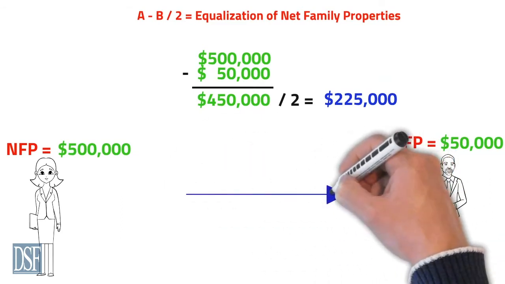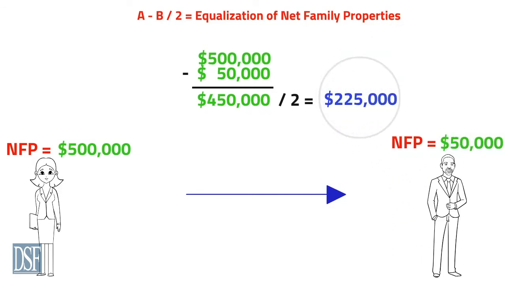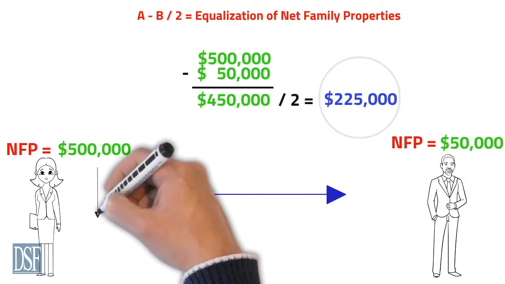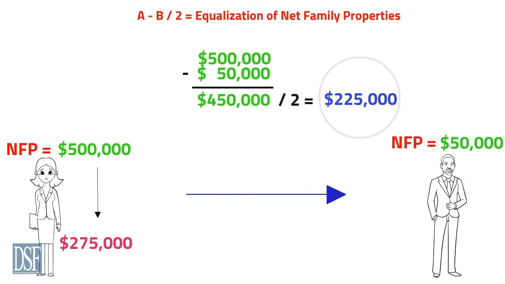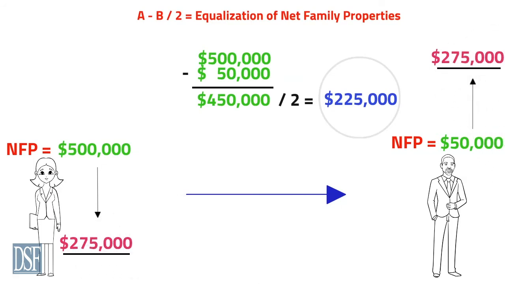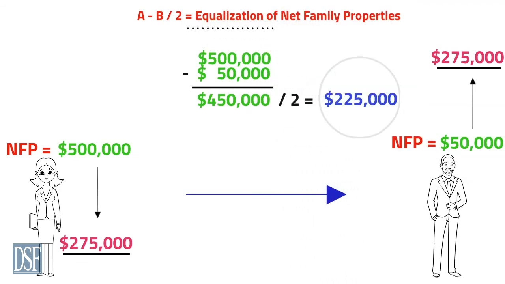Now you'll see that when Christina makes the equalization payment of $225,000, her NFP drops to $275,000. At the same time, Joe's NFP goes up to $275,000. They both leave the marriage with the same value. Or in other words, they're equalizing the wealth they accumulated during the marriage.